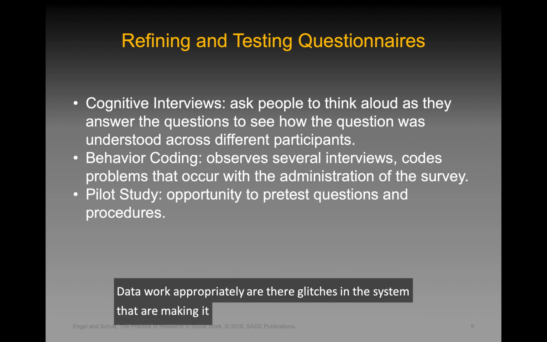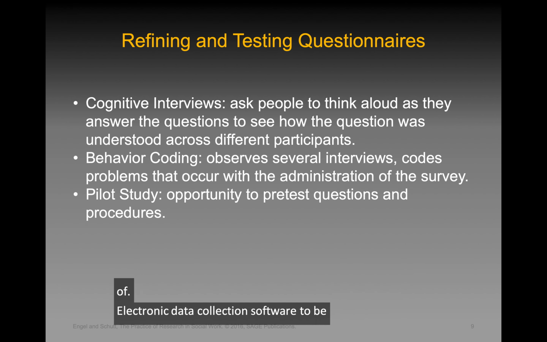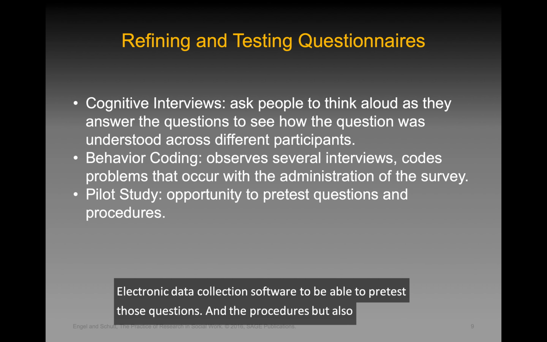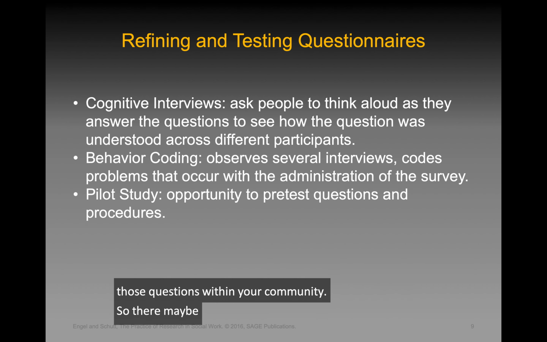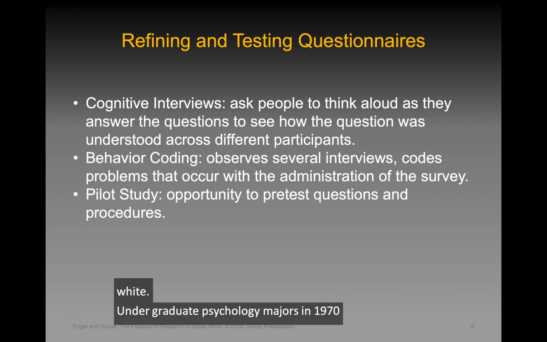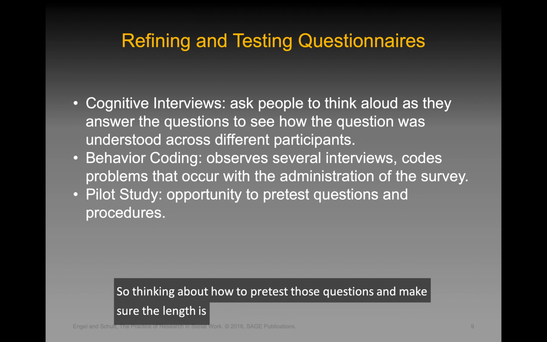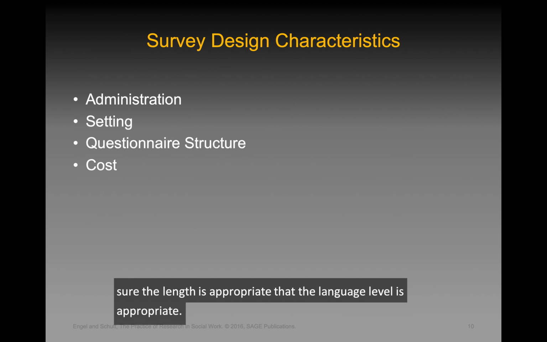And then for all sorts of studies, you'd probably want to pilot those questionnaires, particularly if it's online or using some kind of electronic data collection software, to be able to pretest those questions and the procedures, but also to pretest those questions within your community. So there may be a valid scale that was validated in 150 white undergraduate psychology majors in 1972. Does that actually work for your population of interest? So thinking about how to pretest those questions and make sure the length is appropriate, that the language level is appropriate, etc.